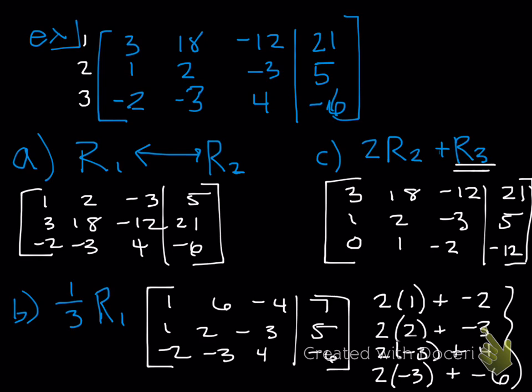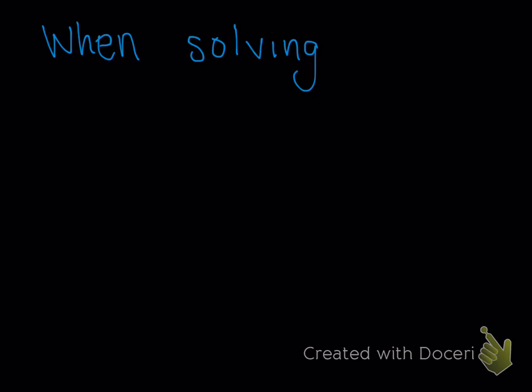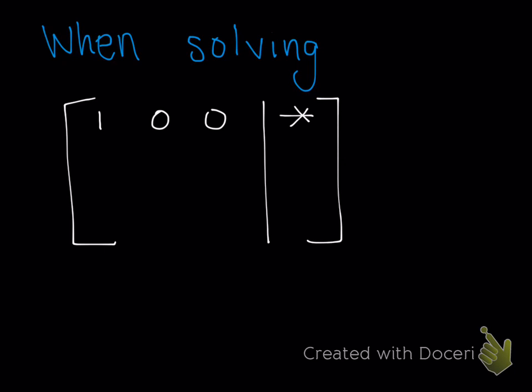So those are some of the operations we're going to be using today. We're going to go through and work one problem out, and then that'll be it for our video. So when you're solving with your matrix, the goal is that you want your final matrix to look like this. So I want 1s on the diagonal, and what we don't really care about is the values that are over here.